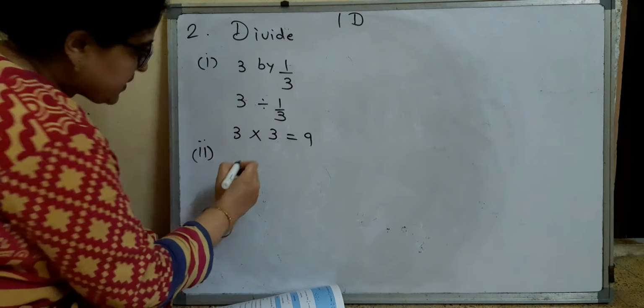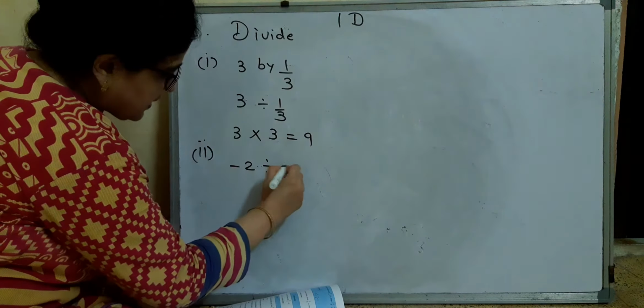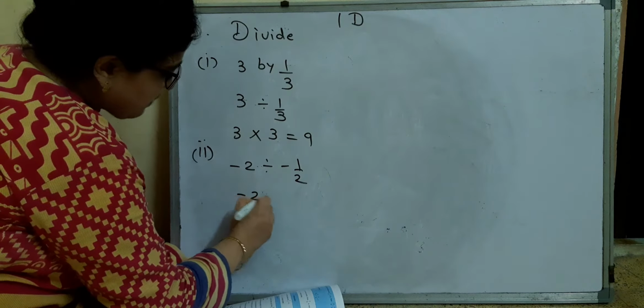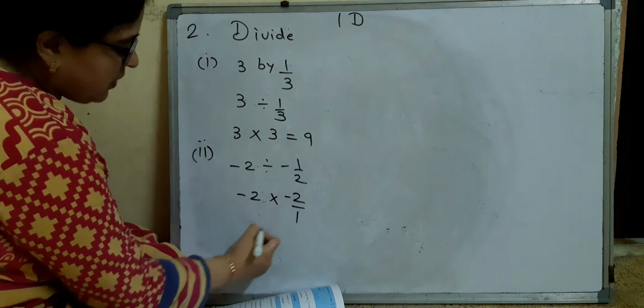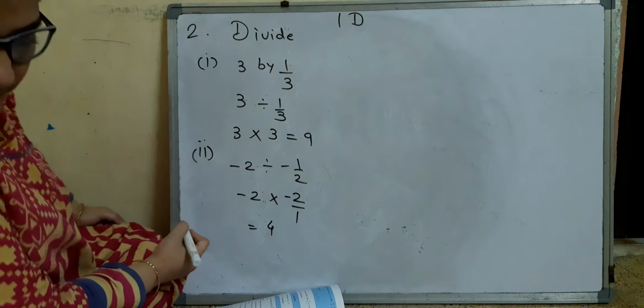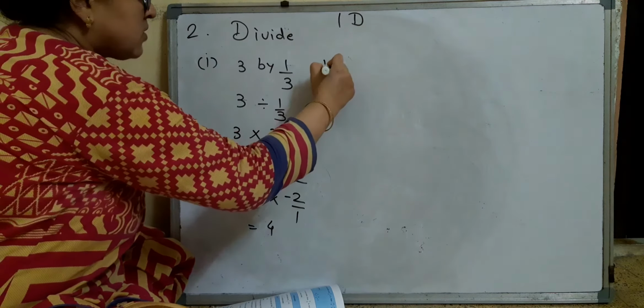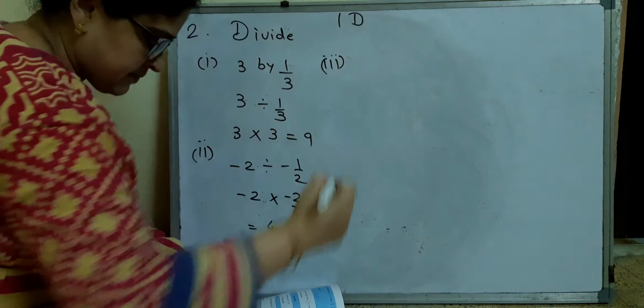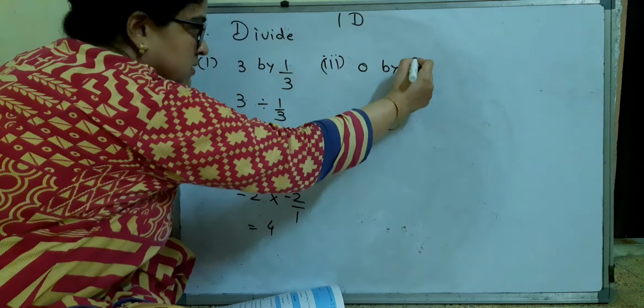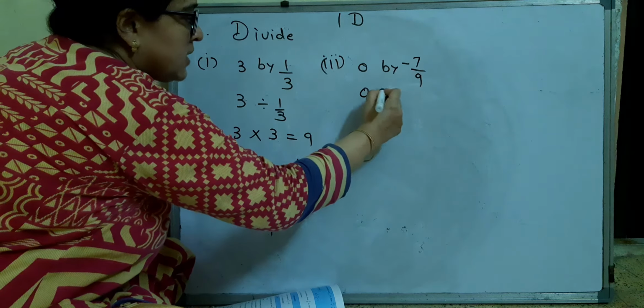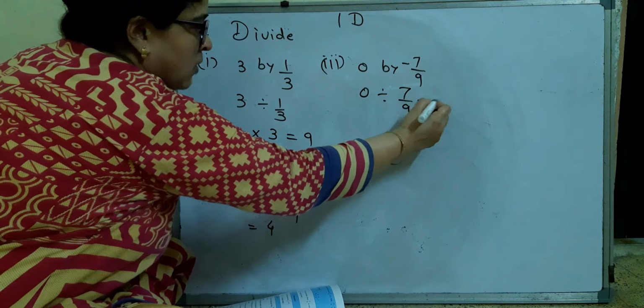Second sum, minus 2 divided by minus 1 upon 2. Minus 2 multiplied by 2 upon 1. Minus times minus is plus, 2 2s are 4. Answer is 4. Third one, 0 divided by minus 7 upon 9. So anything divided into 0 is always 0.